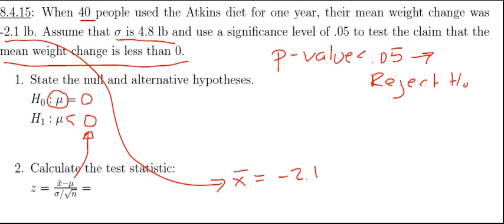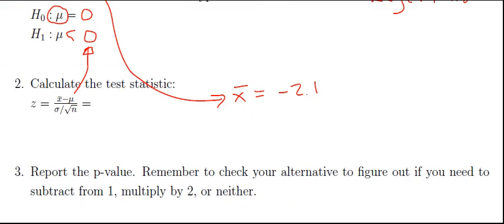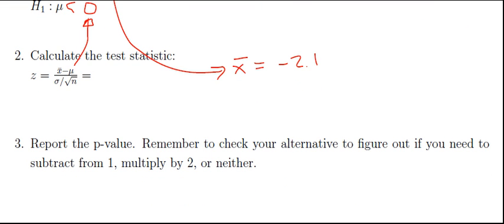Okay, so now I can calculate the test statistic. Eventually I'll show you how to do this on the calculator, but we'll just go ahead and use the formula. So I have z is equal to x bar, which is negative 2.1, minus 0, divided by sigma, which is 4.8.